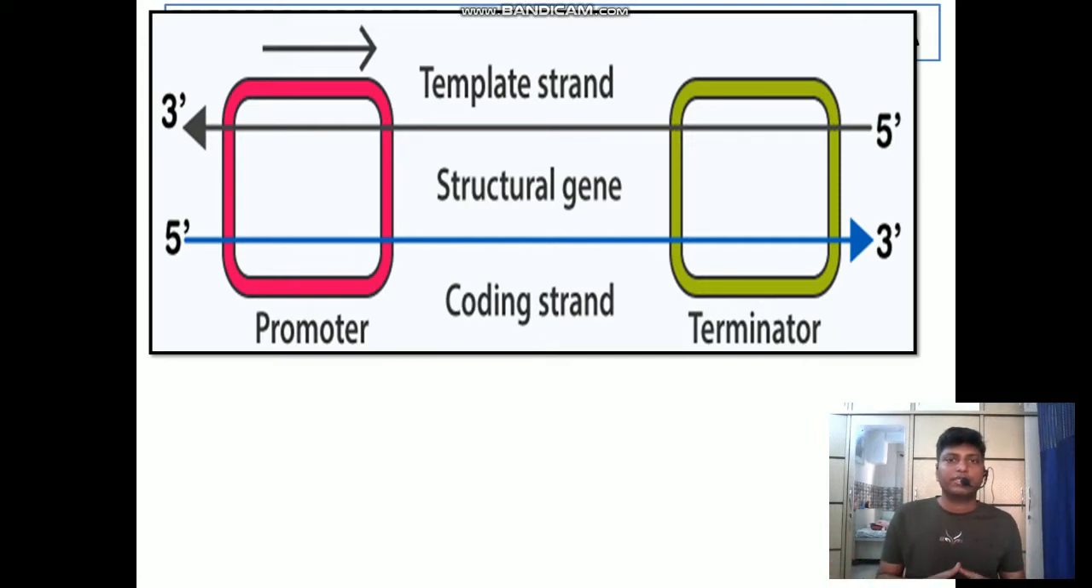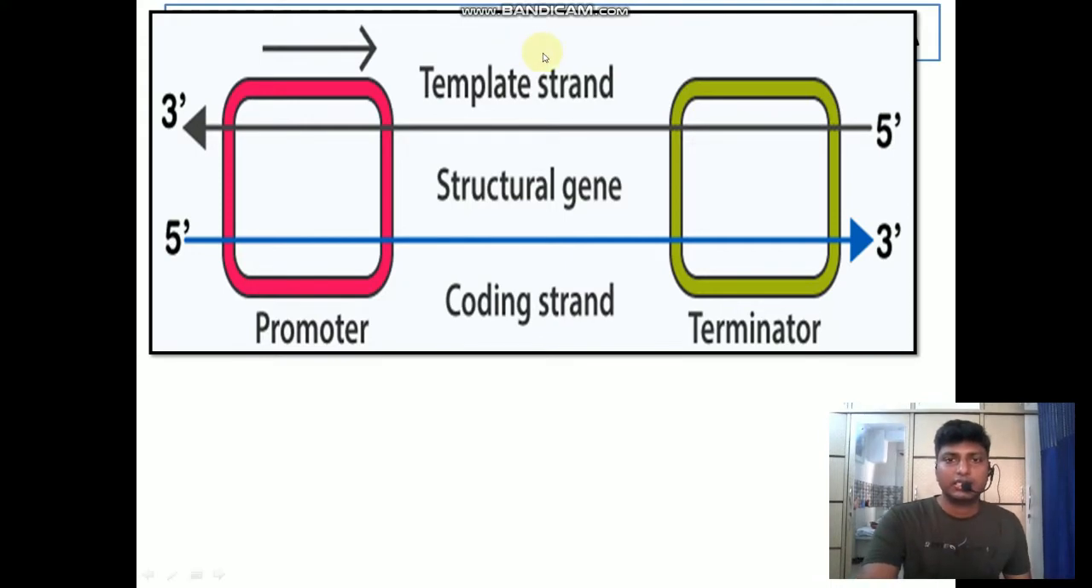There are two main sequences which also take part in this process. The initial sequence is called the promoter sequence. As you can see here, the promoter is mainly present initially, at the beginning. So what is exactly the promoter? The promoter sequence is mainly the sequence which starts the process of transcription, right? It starts the process of transcription.